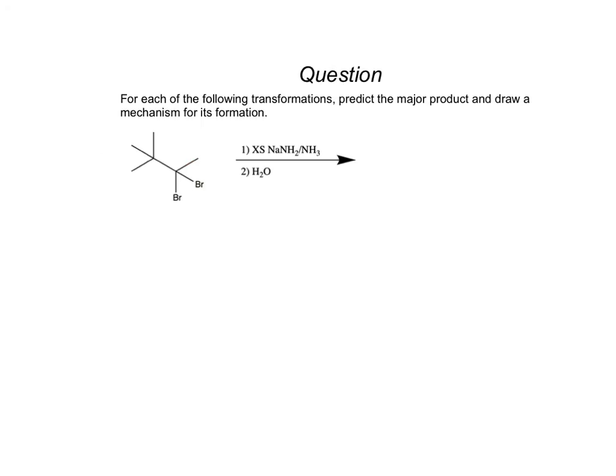We have a question where I want to know what is the product of this reaction. I give you a dihalide. This is a geminal dihalide because the 2 bromines are on the same carbon. This is in the presence of excess sodium amide. And then in the second step, we've added water to protonate whatever the final product is.